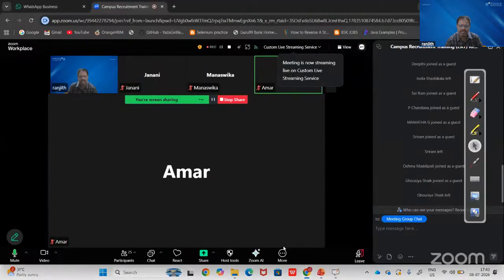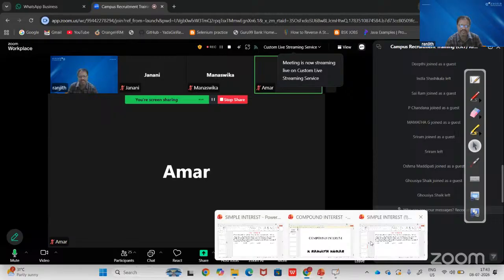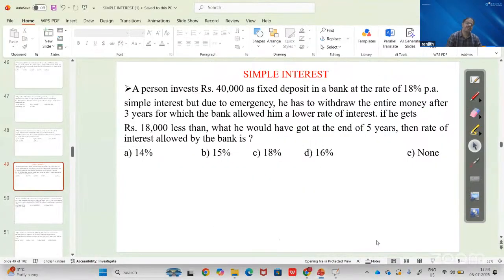So total amount. He has to invest for 5 years, but he invested only for 3 years, so the bank is not giving the total 18 percentage. The bank is giving some lower rate of interest. For that, he is getting 18,000 rupees less. So what is the total interest the bank is giving?